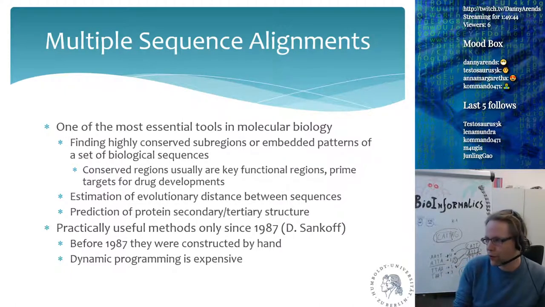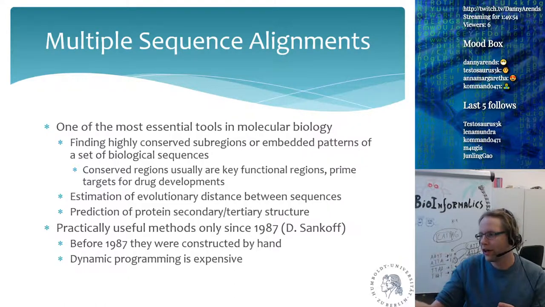One of the other things where we use multiple sequence alignment a lot is to predict protein secondary and tertiary structure. We already talked about that if you have a protein which has, for example, an alpha helix, and you find a region in another protein which is highly homologous, then of course you can more or less assume that this will also fold into an alpha helix.